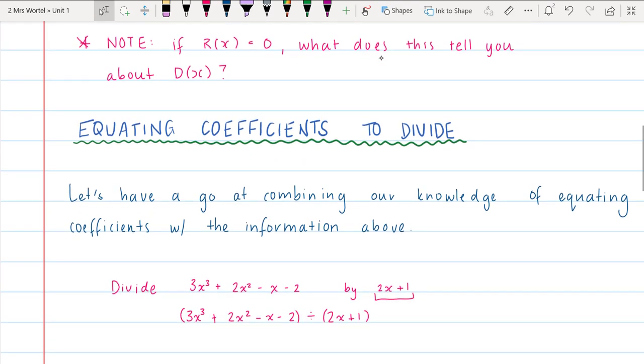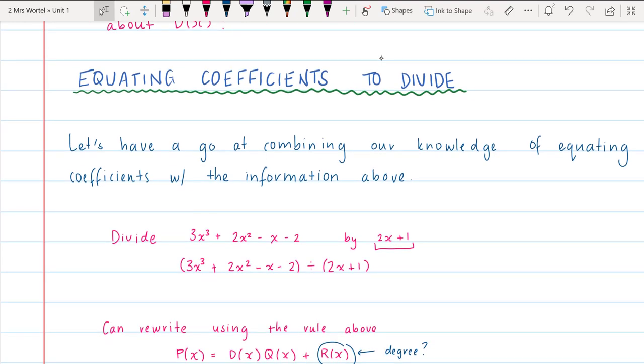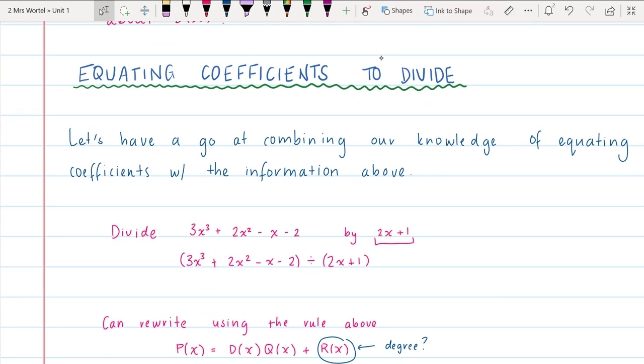Okay, let's have a look at actually using this technique of equating coefficients in order to divide polynomials. The easiest way to do this is just to jump in and have a go. We learnt the technique of equating coefficients yesterday. This example is taken straight from the textbook. So we want to divide 3x cubed plus 2x squared minus x minus 2 by 2x plus 1. And I could write that like this.